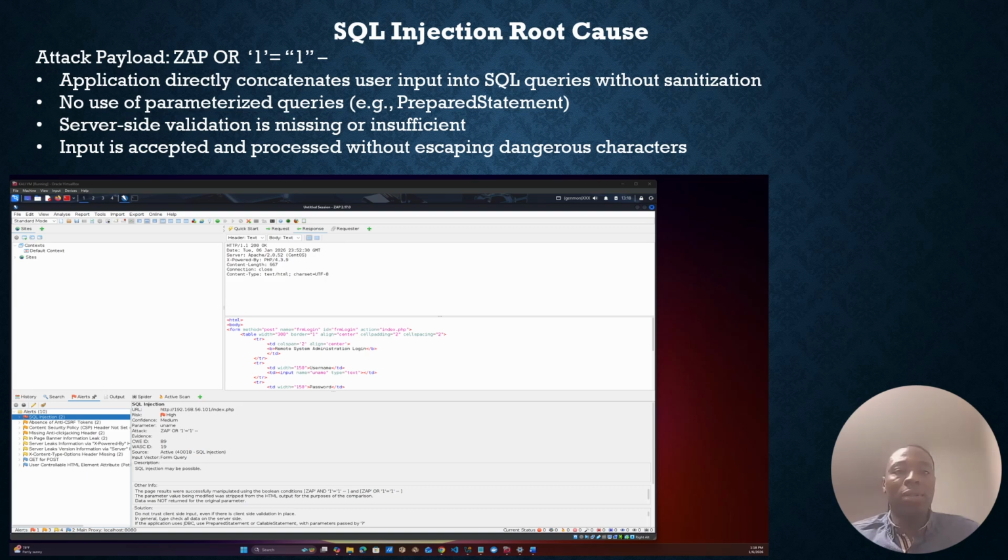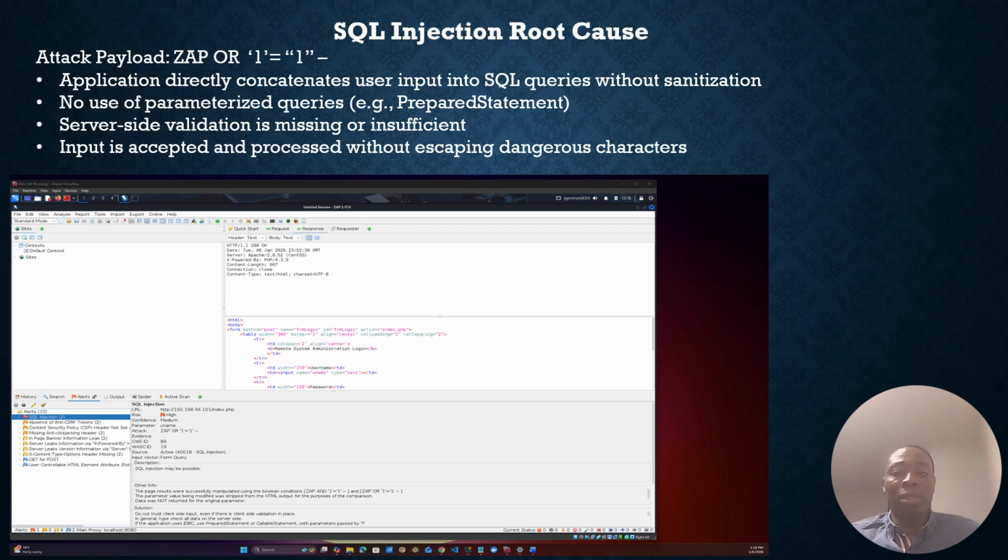The attack was successful against the uname parameter in the login form, allowing manipulation of the SQL logic using payloads like ' OR 1=1. The root cause is the application's reliance on dynamic SQL construction without input sanitization or parameterization. This flaw enables attackers to bypass authentication and potentially extract or modify sensitive data.